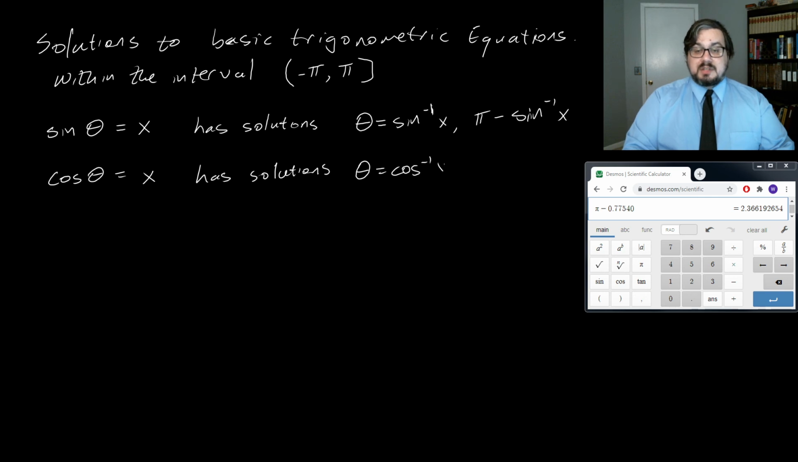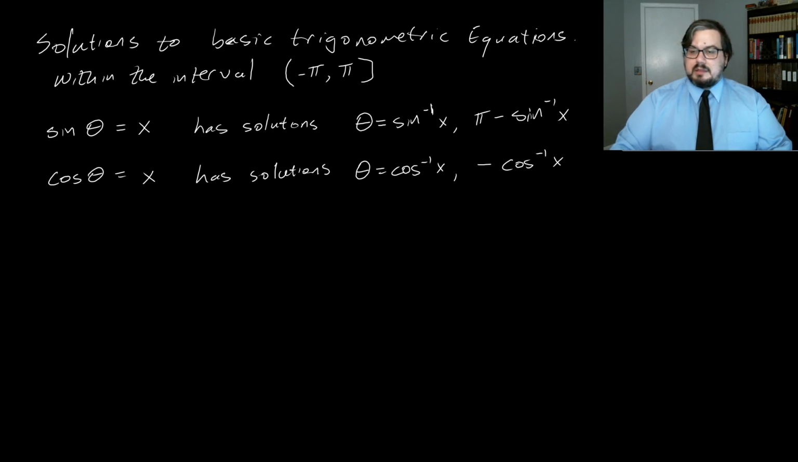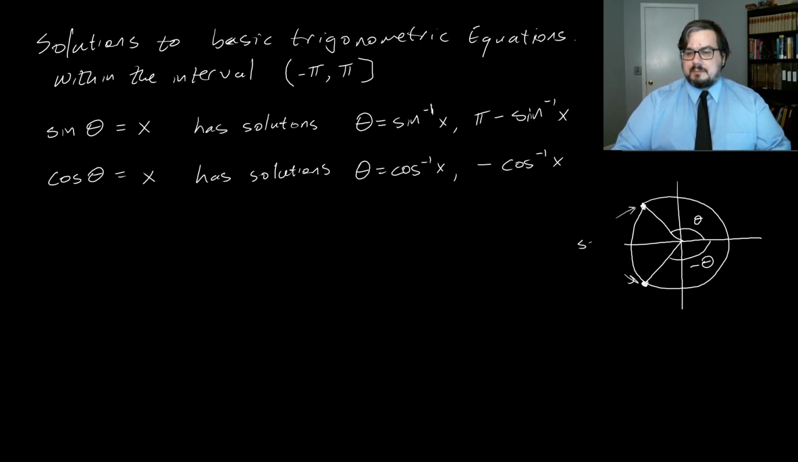Theta equals inverse cosine x, of course, and then theta equals negative inverse cosine x. Now, what's going on here with the cosines is that if I take the inverse cosine of some number and I get some angle, then if I take the negative of that angle, if I've got theta up above and negative theta down here, these two have the same cosine value, because these two points have the same x value. So if inverse cosine of x is one of our solutions, then negative inverse cosine of x is another one of our solutions.